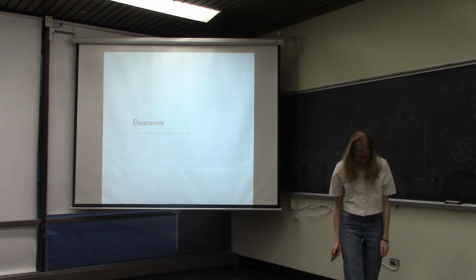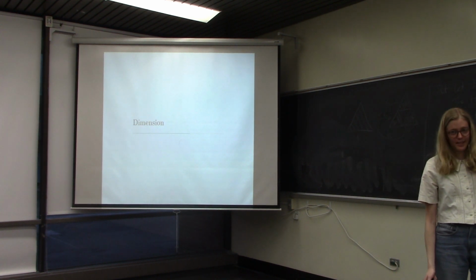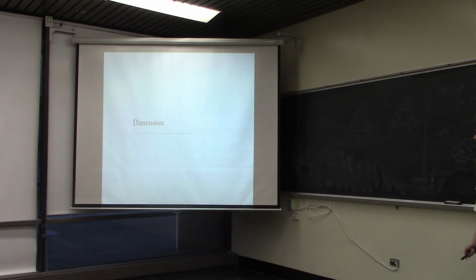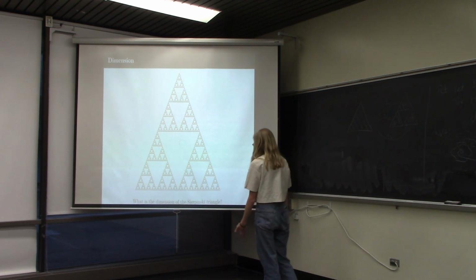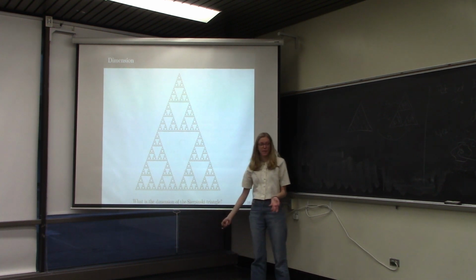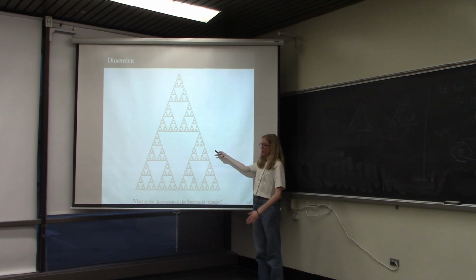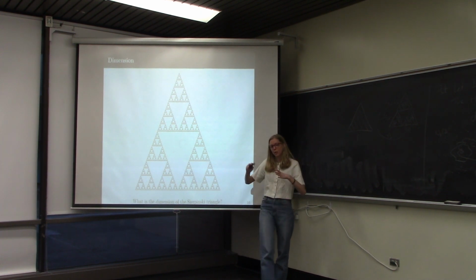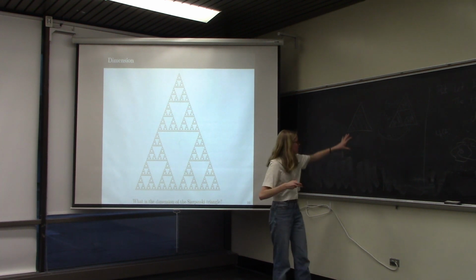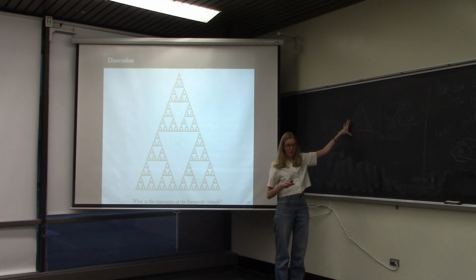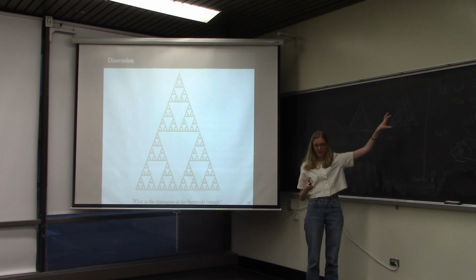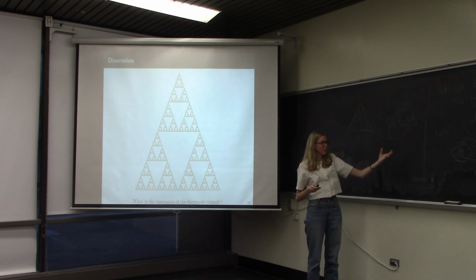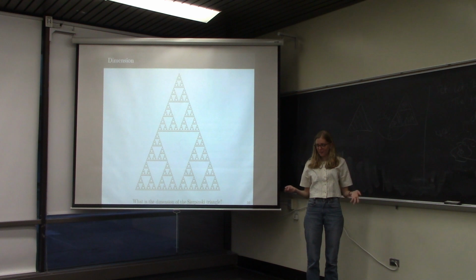So now what I want to talk about is dimensions. We can think of what the dimension of these objects should be. Because in our construction of the Sierpinski triangle, we started with something two-dimensional, right? We took this triangle, which is two-dimensional. But then we always take something out, okay? And the question is, in the end, what's the dimension? Because maybe we took so much out that it's only one-dimensional.